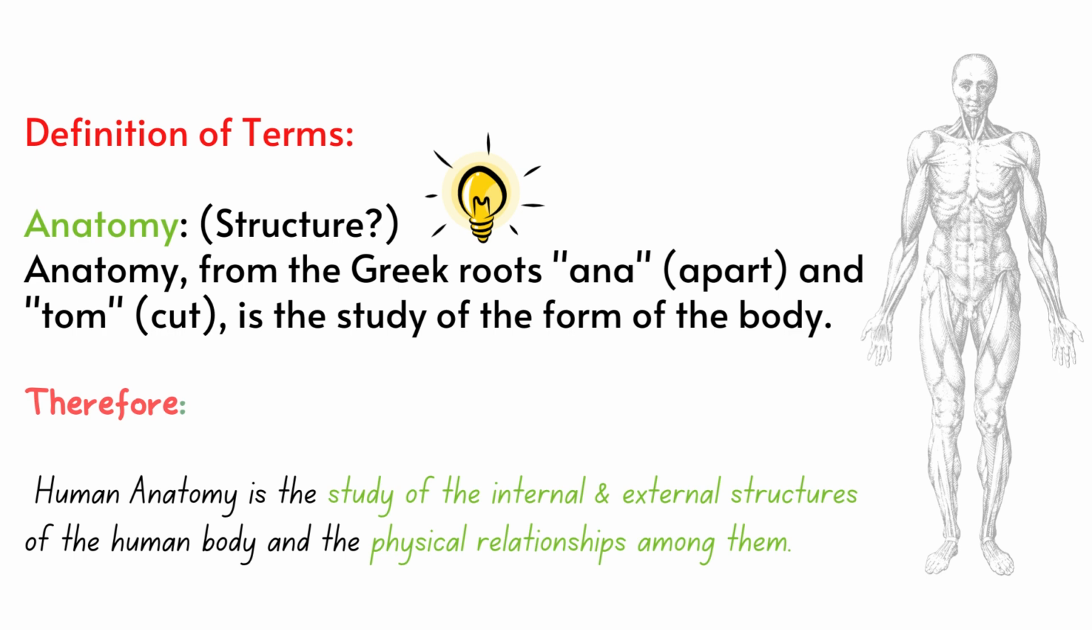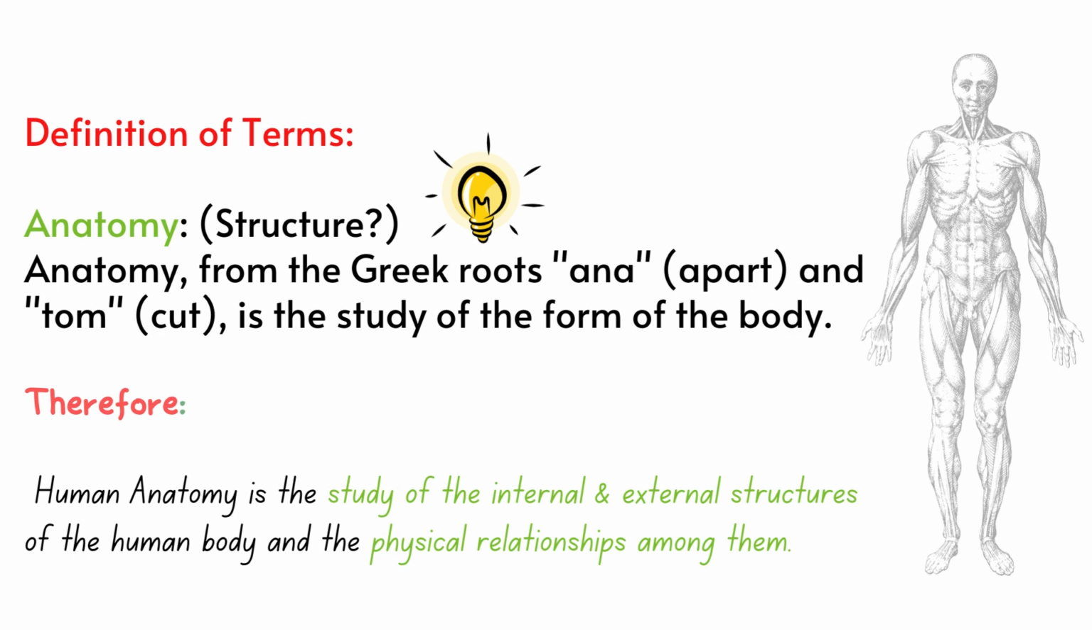Okay. So therefore, by definition, you can say that human anatomy is the study of the internal and the external structures of the human body and the physical relationships among them. So mainly focus on those two, that is the study of the internal and external structures of the human body and also the physical relationships. Remember, the human body structures correlate, they tend to work together.